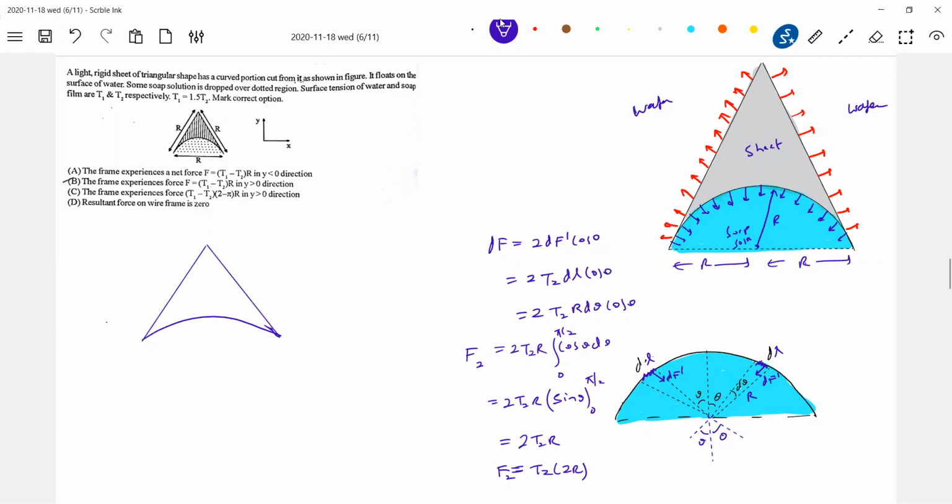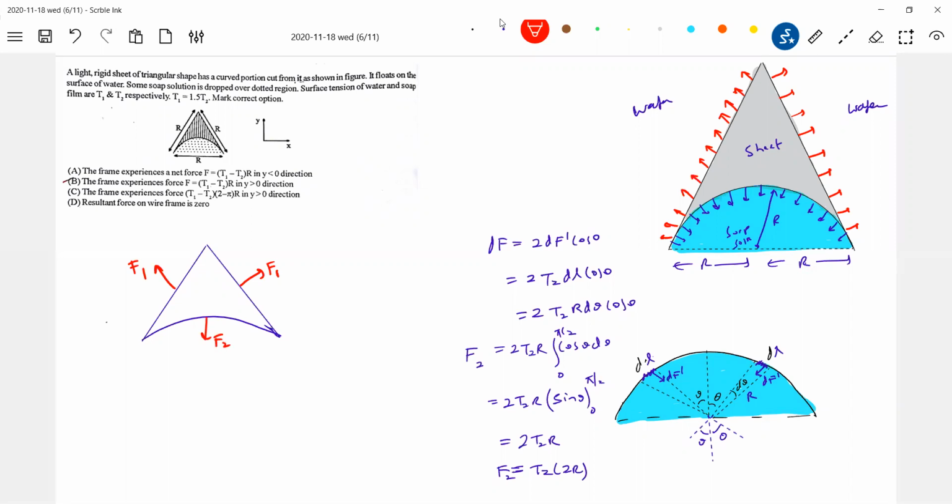Okay, now tell me, a force due to this will be how much resultant force? How much should it be? Force due to... shall we call this F1, and the resultant force, this should be F2.